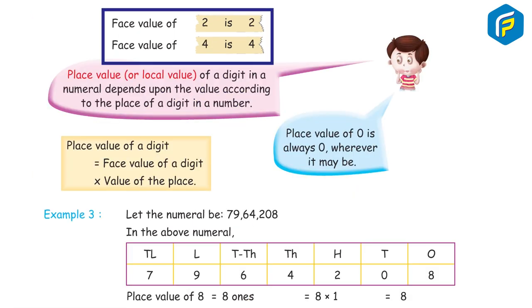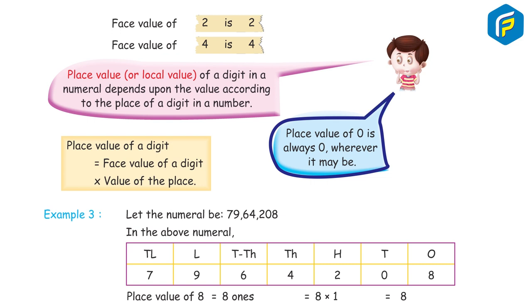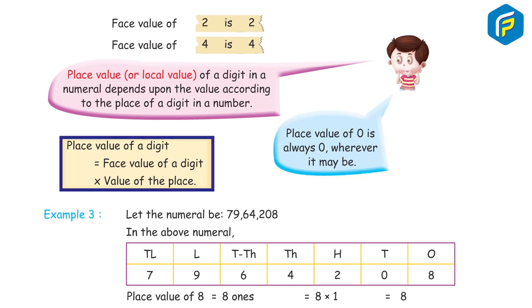Face value of 2 is 2, face value of 4 is 4. Place value or local value of a digit in a numeral depends upon the place of the digit in the number. Place value of 0 is always 0, wherever it may be. Place value of a digit is equal to face value of the digit multiplied by the value of the place.